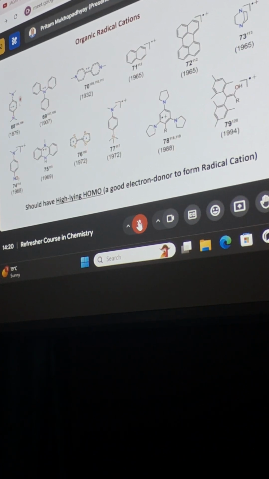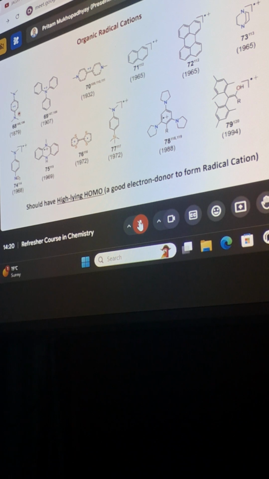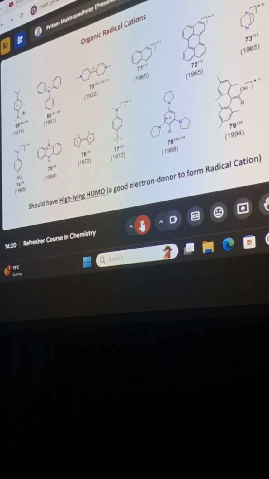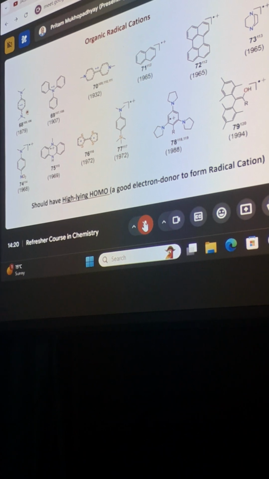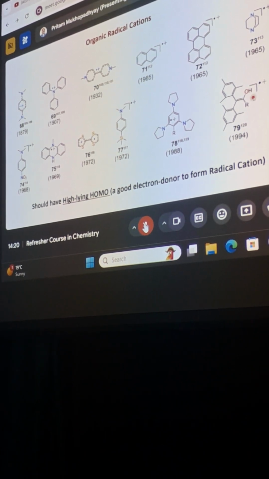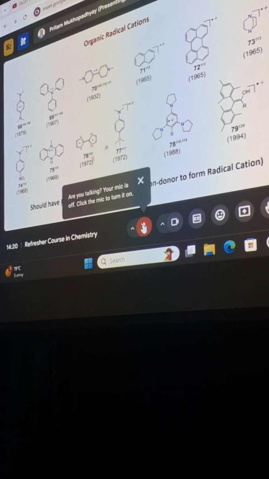This is one of the earliest known radical cations and is known as Wurster's blue. Wurster's blue is really a very deep blue colored radical cation. And there are multiple types of radical cations which are known. You can see all these structures.